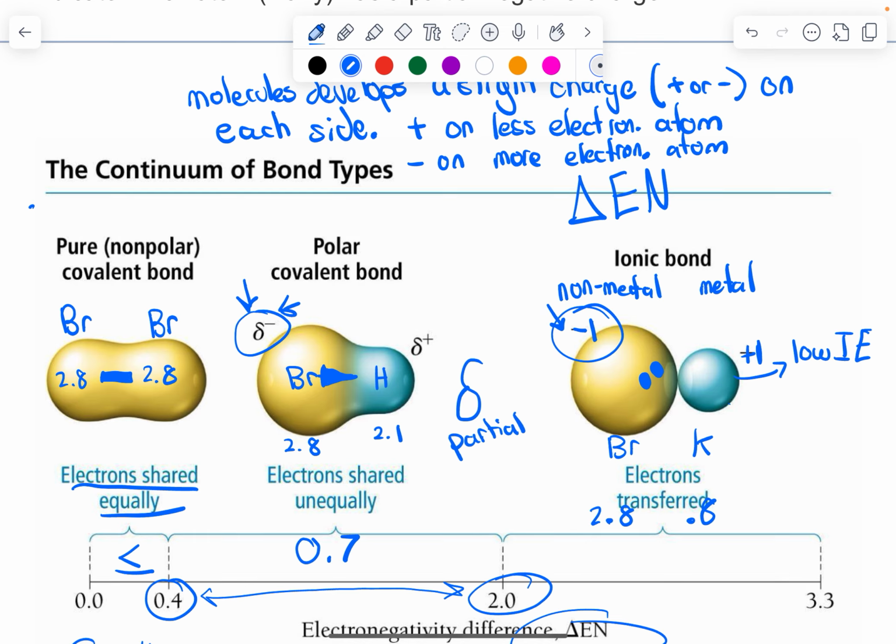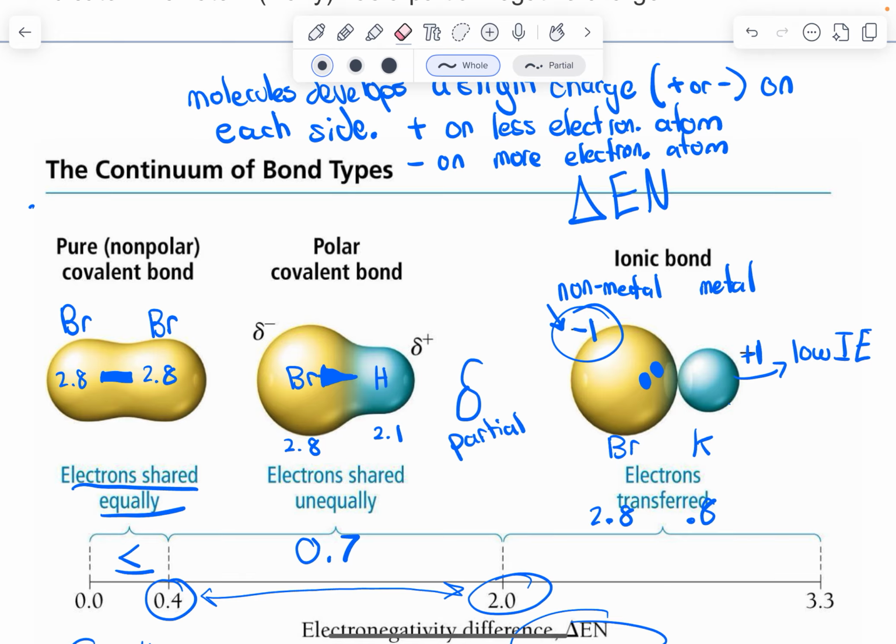With this one, we're not saying it's -1. We're not going to give these numbers, but maybe it's like -0.2, or maybe -0.4, or maybe even -0.6, but it's not a full -1 charge. So we use that symbol to say it's partially negative.